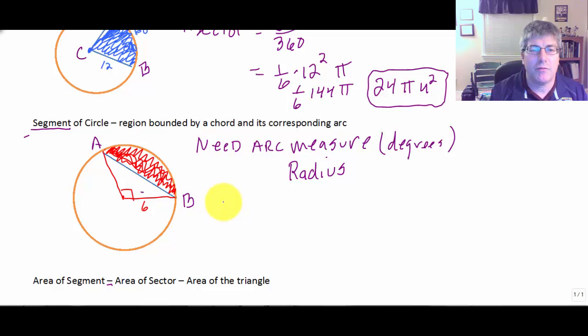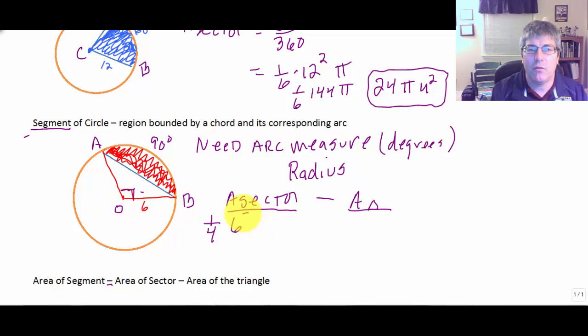So let's see if I've got enough information to do that. The area of the sector minus the area of the triangle. Since we've got a right angle here, we know that our arc is 90 degrees, so we've got 1/4 of the circle. Call it circle O. Our radius is 6, so 1/4 of 6 squared pi. That'd be the whole sector. So 1/4 of 36 pi, or 9 pi.